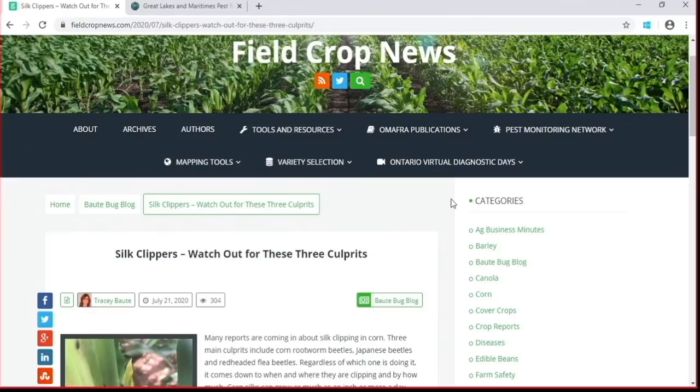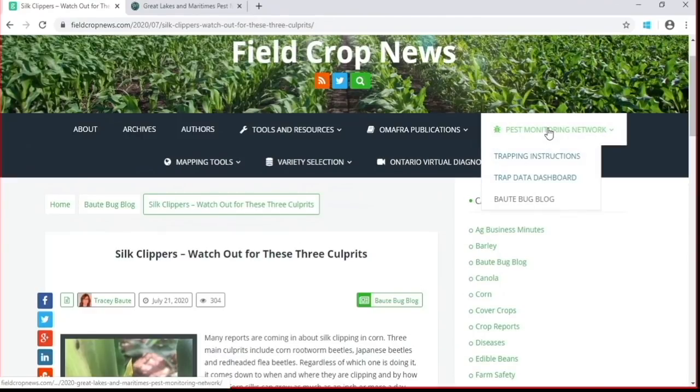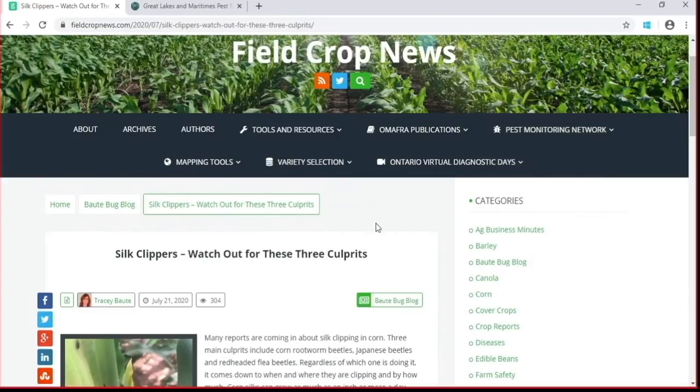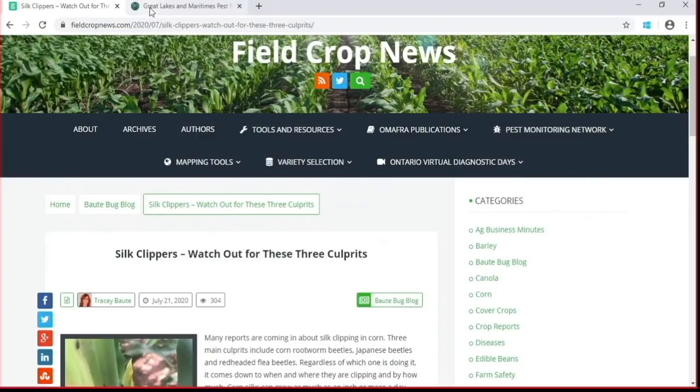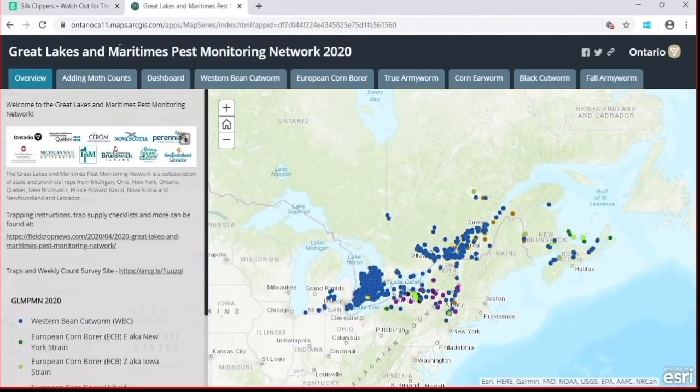But I also wanted to draw attention to where you can get the information about the Pest Monitor Network, going back to the conversation about Western bean cutworms. On Field Crop News, we have that tab, Pest Monitoring Network, and you can click onto the trap data dashboard to get to that dashboard. Just to save time, I'm going to jump to the dashboard because that would have opened up.